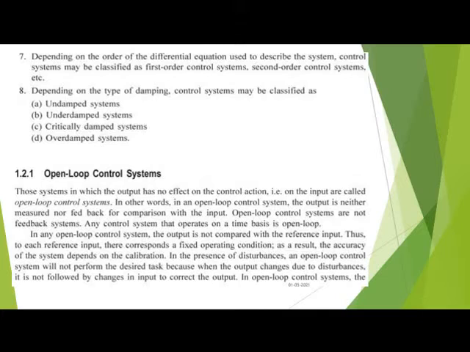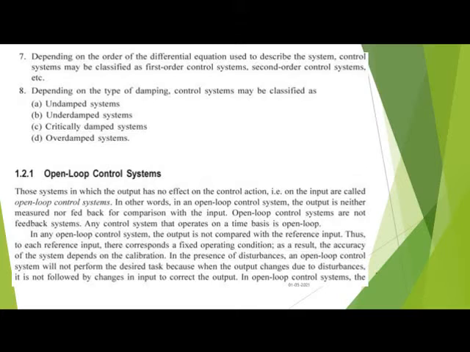In other words, in an open loop control system, the output is neither measured nor fed back for comparison with the input. Understood? Then the open loop control system is not a feedback system. Any control system that operates on a time basis is open loop. In an open loop control system, the output is not compared with the reference input. Therefore, with each reference input there is a corresponding fixed operating condition, and the accuracy depends upon calibration. All those things come in open loop.